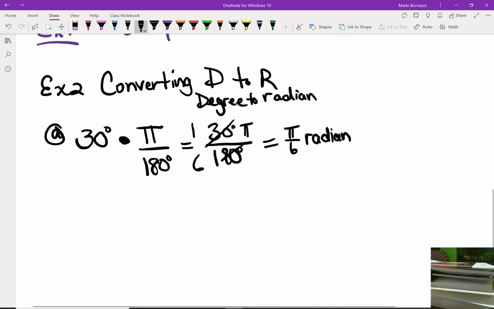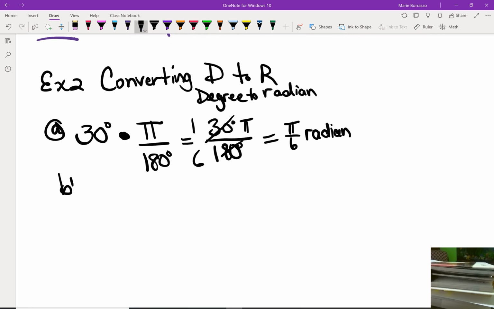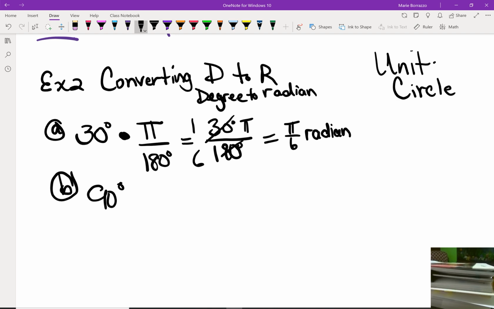Same thing for the second and third examples. So for part B, if we have 90 degrees, now this one is important because this is a measure that is standard to us. By the way, please learn the unit circle, learn all its values, all its angles. Understanding the unit circle is the key to this class. Actually, I could stop teaching this entire curriculum and just focus on the unit circle, and we'll cover the entire chapter.